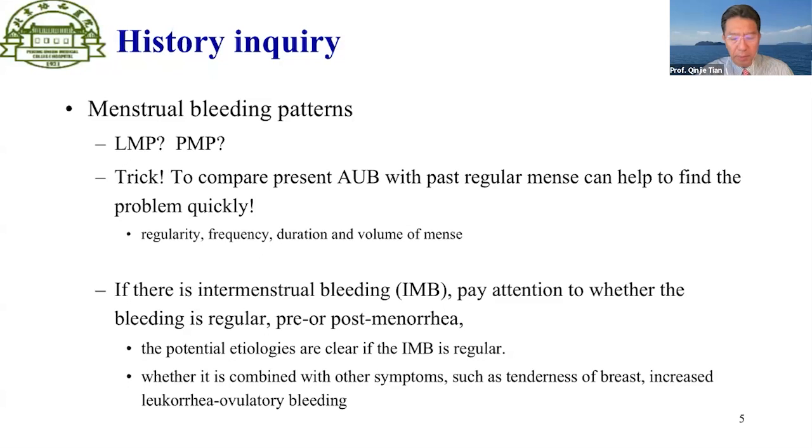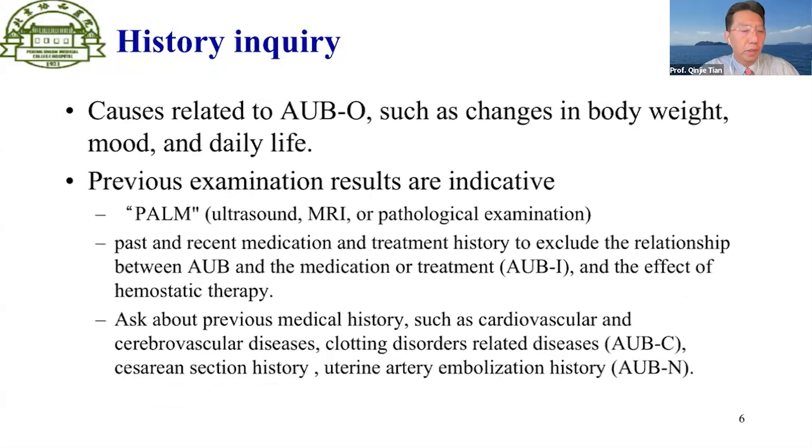and any accompanying symptoms, such as breast tenderness or increased leukorrhea, which are signs related to ovulation. Factors associated with AUB-O include fluctuation in body weight, emotional well-being, and daily activities. It is important to consider the results of previous examinations, as they can provide valuable insight, such as ultrasound, MRIs, or pathological examinations, to exclude PALM.